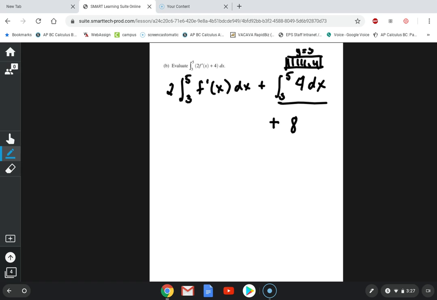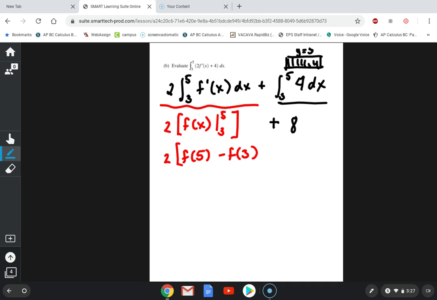Now, looking at the first one here, if I integrate this, I'm going to have 2 times the function f of x from 3 to 5. And I can go back to the diagram, and that's going to be 2 times f at 5 minus f at 3.